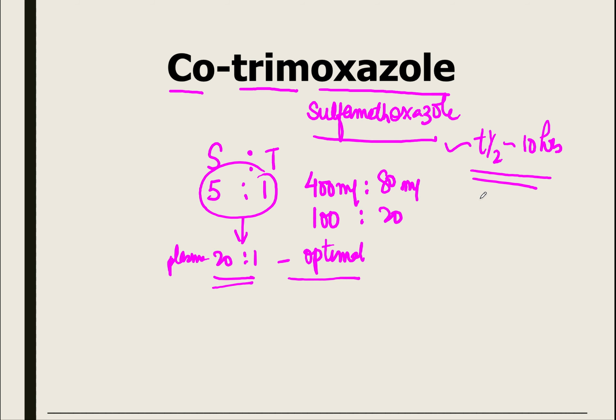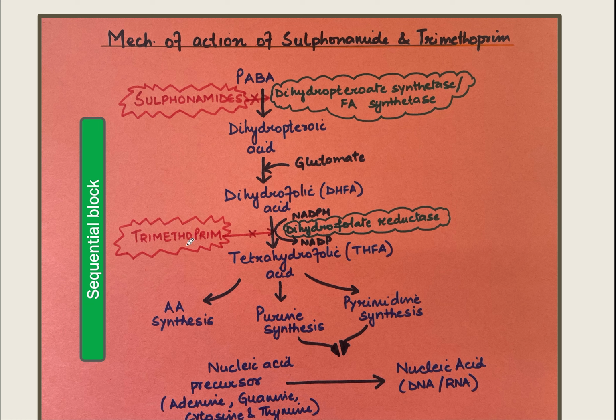Now in the mechanism of action, you see they cause a sequential block here. Sequential block means they are causing blocks in a sequence on the same pathway. This is block number 1 and this is block number 2. The first block is at this step, inhibition of conversion of PABA into dihydrofolic acid because it inhibits folic acid synthetase. The second block is at this level, inhibition of dihydrofolate reductase, so there is no formation of tetrahydrofolic acid. So this is called a sequential block.